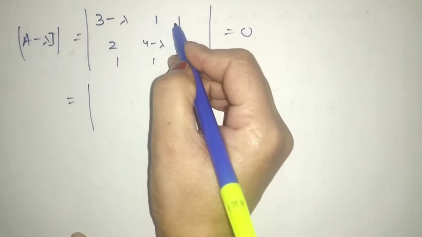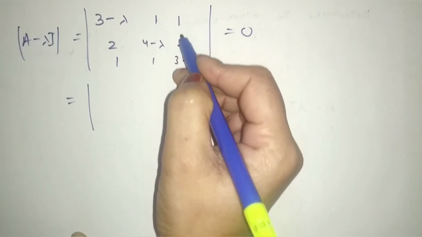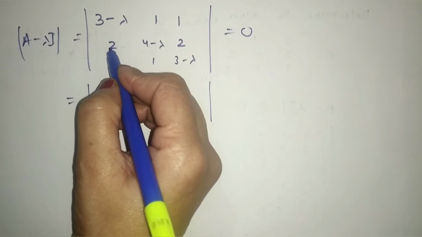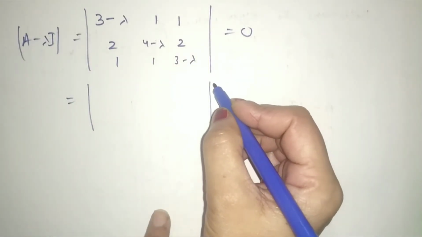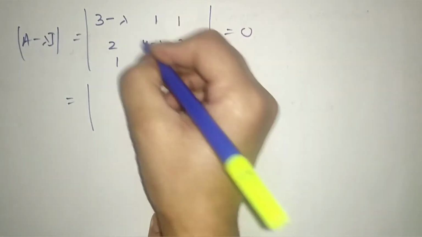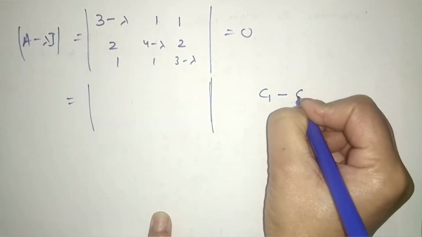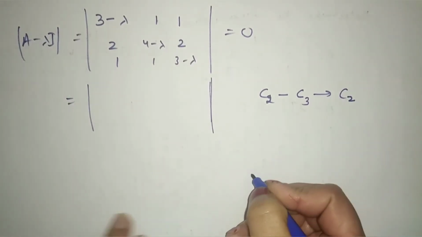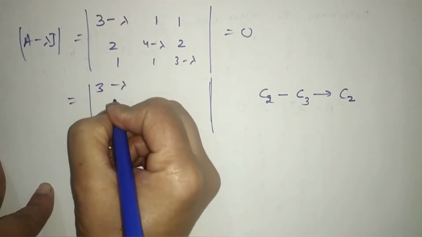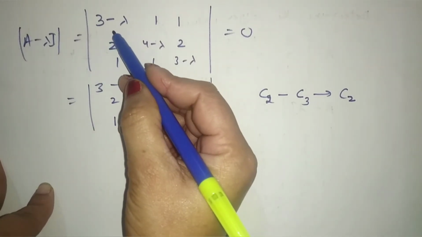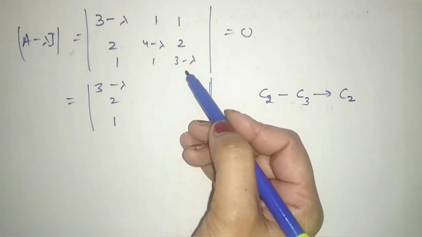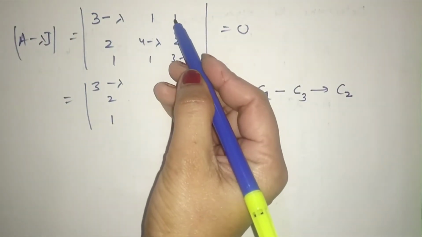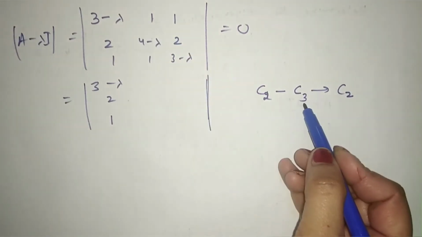Now this is 1, 1, so this is easy to make 0 here by subtracting, or you can make 0 here by multiplying the third row by 2 and subtracting from the second row, whatever method you prefer. So I am doing it here: column 2 minus column 3 on column 2. I am applying this because all other elements in the rows contain lambda, so that is not easy to make 0. This is very easy for me, 1 minus 1. So column 2 minus column 3.